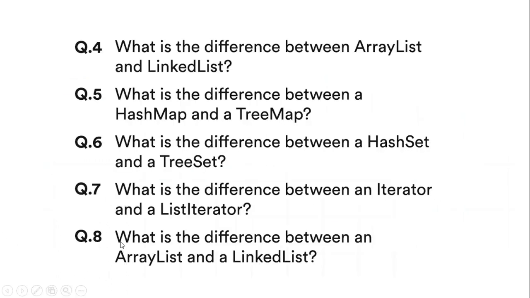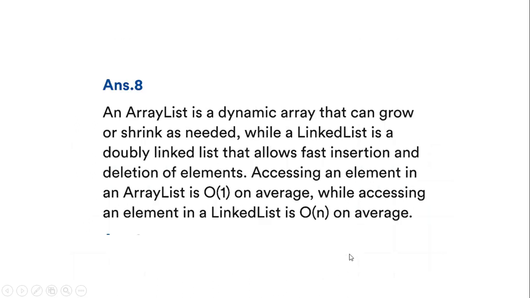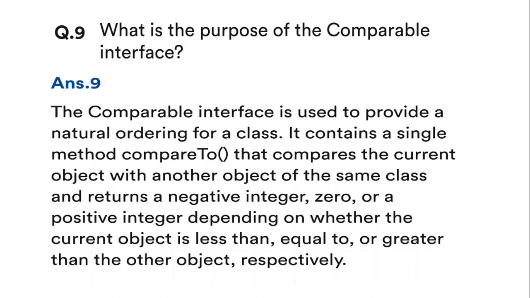Now the question is, what is the difference between an array list and linked list? As I have already discussed, array list is of dynamic nature. Accessing an element in array list is big O of 1 on average, while accessing an element in linked list is big O of n on average. The interviewer might ask you what the access time is. When you access an element in array list you have to say big O of 1, as well as in linked list, in the average case you have to tell big O of n.